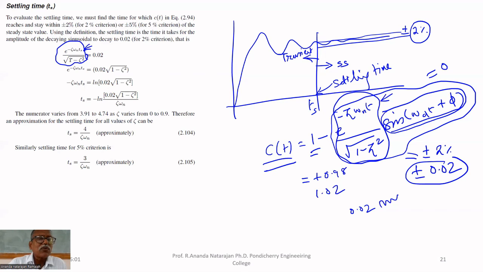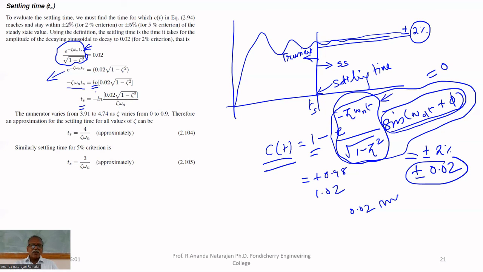If you bring the square root of 1 minus zeta square to the right hand side, you'll get this. Take ln on both sides. If you take ln, the exponential becomes e power minus zeta omega n Ts. I put Ts because it is at settling time. On the right hand side, we take the natural logarithm, ln of 0.02 times square root of 1 minus zeta square. Therefore, Ts equals minus ln of 0.02 square root of 1 minus zeta square upon zeta omega n.